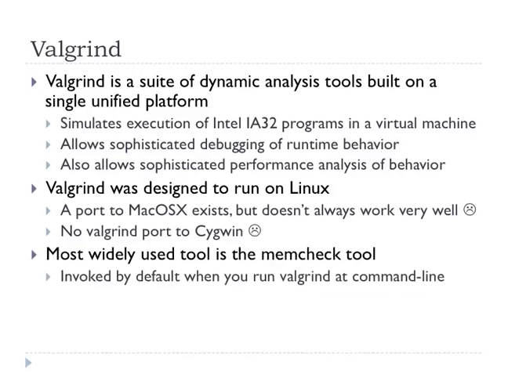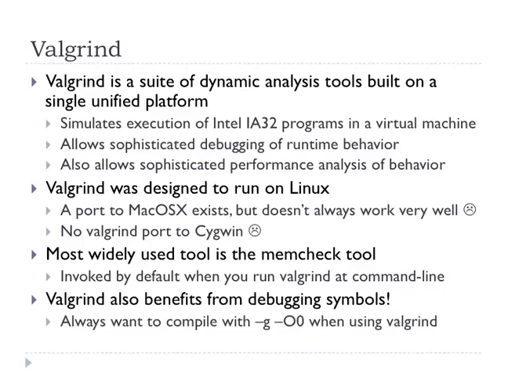Okay. So the most widely used tool in Valgrind is the memcheck tool. It's the one that runs by default. What this does is it watches your program execute to see if it does anything stupid. Valgrind also benefits from debugging symbols. If it has them, it will use them, and it will give you some really helpful output.